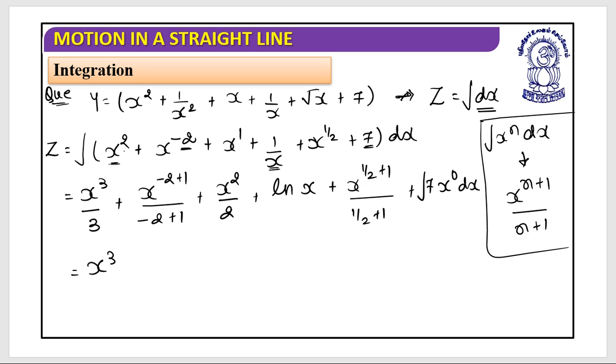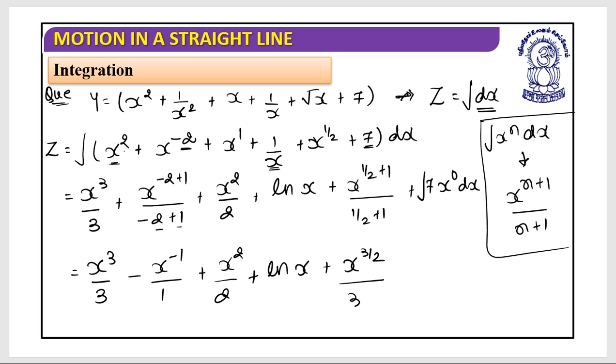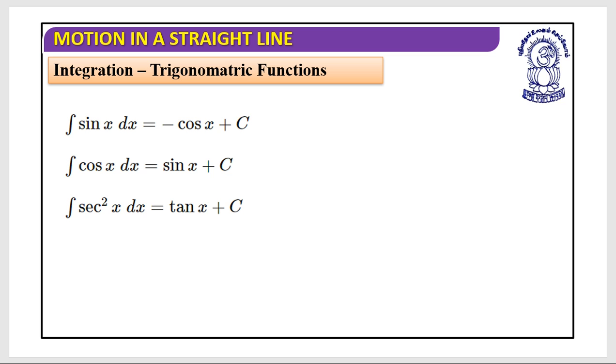So let's solve this. It's x cubed by 3, minus 2 plus 1 gives minus 1, so it would be minus of x to the power minus 1 divided by 1, plus x square by 2, plus ln x, plus x to the power 3 by 2 divided by 3 by 2, plus 7x, plus c. This should be the correct answer. What was yours? Did you perform the same thing? Great. Let's move on to the next set of formulas.